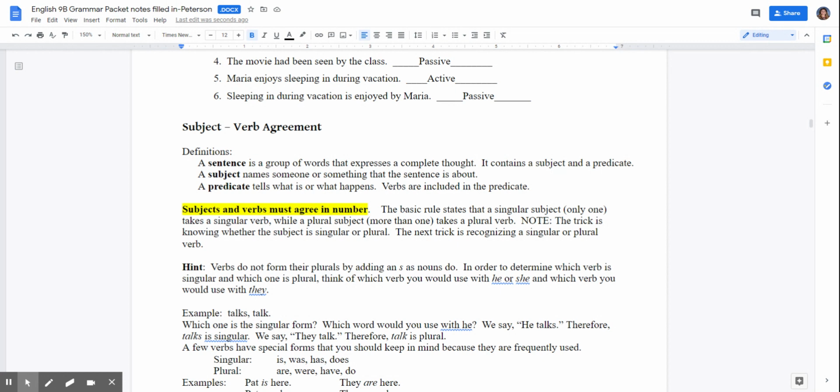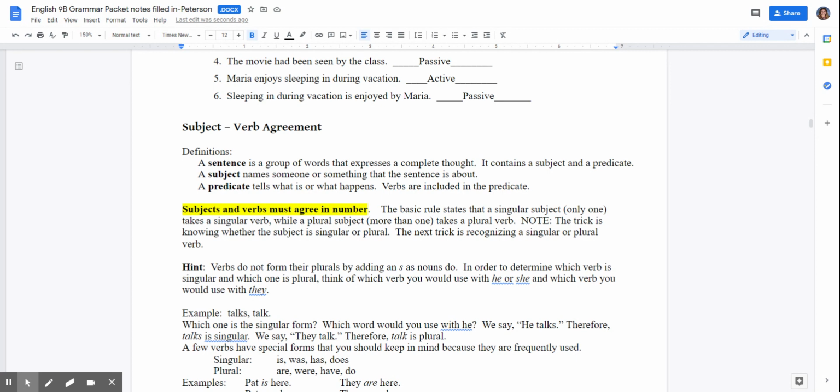A sentence is a group of words that expresses a complete thought. It contains two pieces, a subject and a predicate. A subject names someone or something that the sentence is about. I call this the main actor of the sentence. So essentially it's who or what is doing the action in the sentence. A predicate tells what is or what happens. Verbs are included in the predicate.